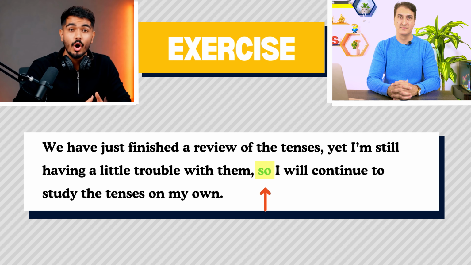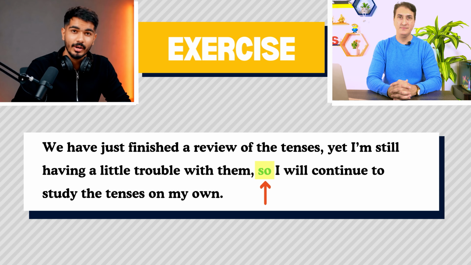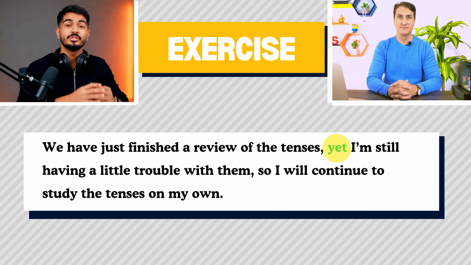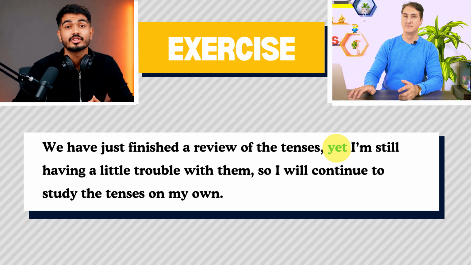Then I used so to show the result of that difficulty. I will continue to study the tenses on my own. So explains what I will do because of the trouble I'm having. So basically, yet shows the contrast between finishing the review and still having trouble, and so shows the result or action I take because of that trouble. Good explanation. Let's move on to the next exercise.